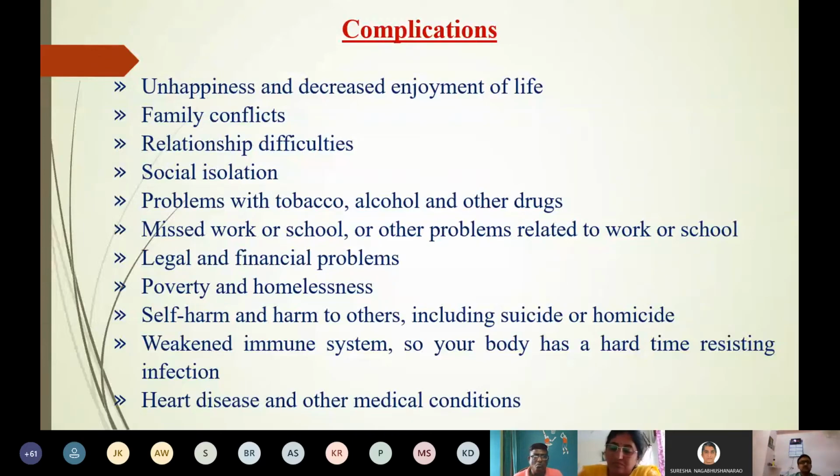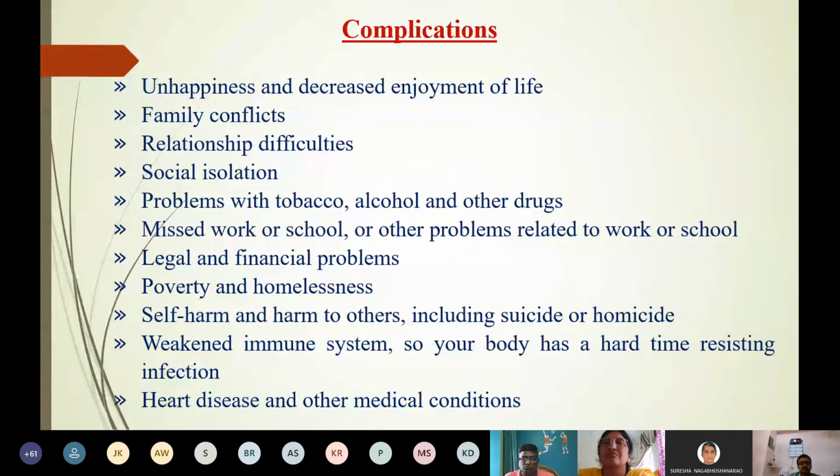Then problems with tobacco, alcohol, and other drugs, which I already discussed, are common. Then missed work or school problems, legal and financial problems, poverty and homelessness. These are the other complications that come. We lose everything because of different lifestyle problems. Even millionaires, we have seen, have come onto the roads now. Then self-harm and harm to others, including suicide and homicide, both come in this.